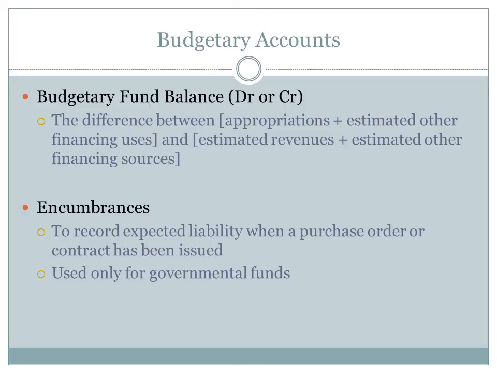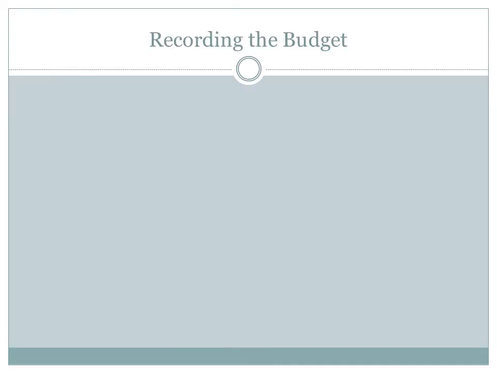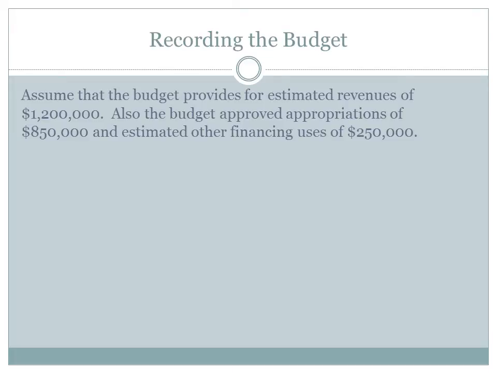So now we'll move on and do some examples. This is a simple example of recording the budget. Let's assume that the budget provides for estimated revenues, or in a lot of cases, like in your Smithville application, it might say that they expect to receive $1.2 million in tax revenue. That's going to be your expected revenue entry. Also, the budget approved appropriation of $850,000 and estimated other financing sources of $250,000.